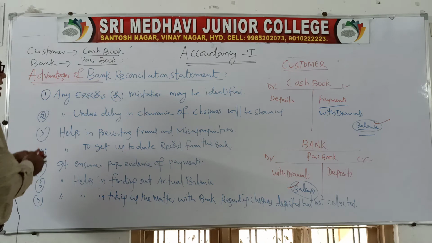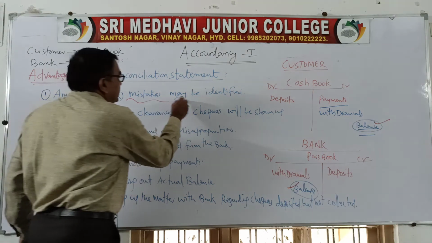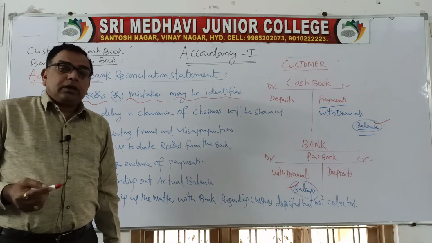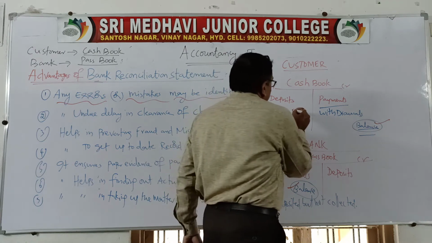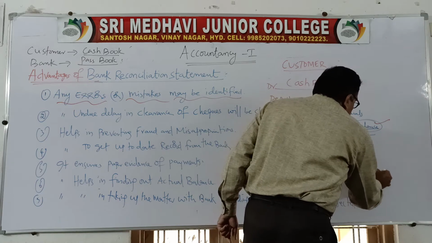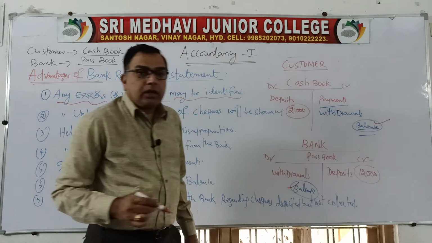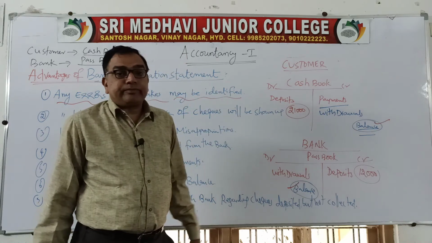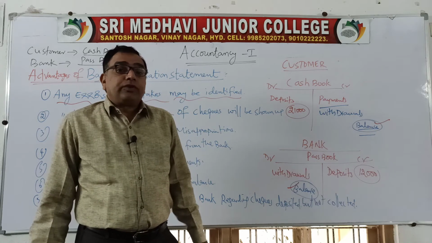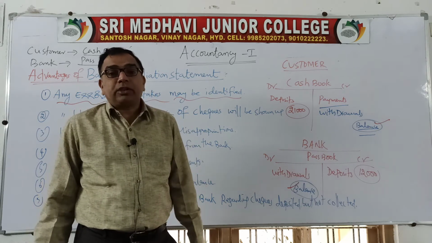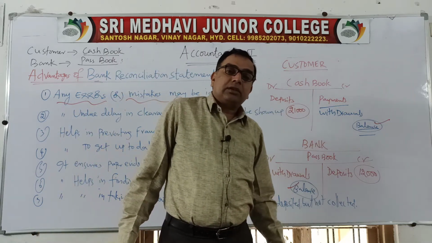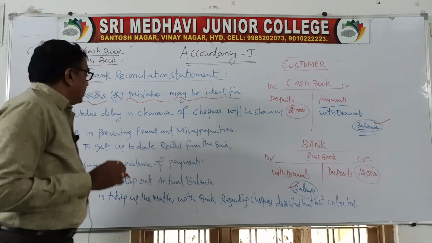The first one is, any errors or mistakes occurring in the cash book or passbook may be identified. Suppose you have deposited 21,000, but unfortunately it is entered as only 12,000. You can see here, in the cash book I am entering 21,000. In the passbook it is entered as 12,000. The digits were interchanged. So the balance will mismatch by 9,000 rupees. The cash book will show more balance and the passbook will show less balance. So this type of error can be identified.